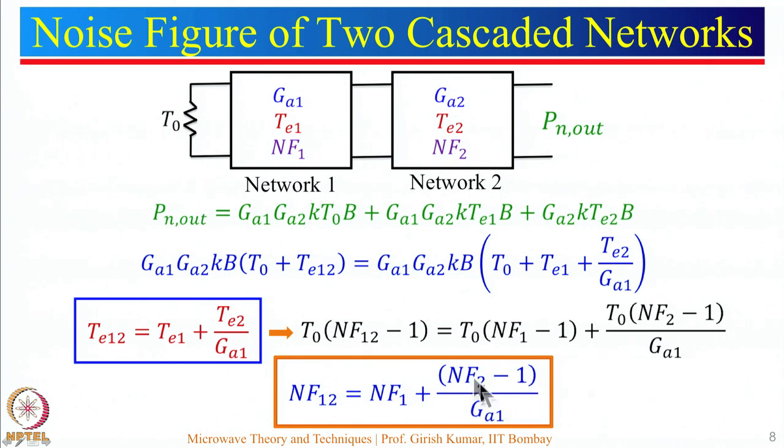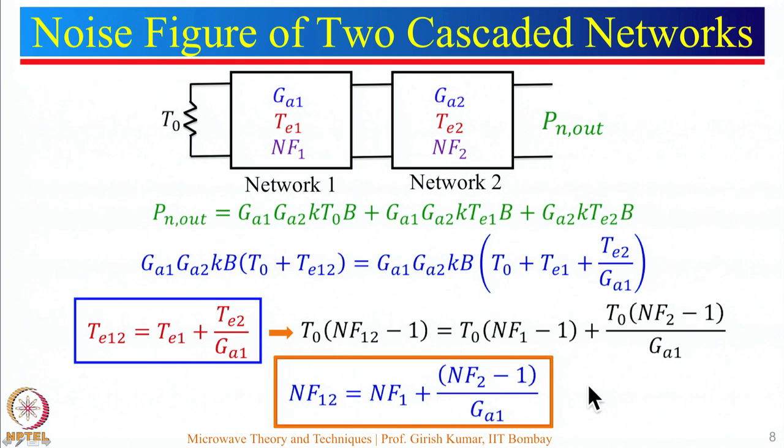So, it is very important that the first stage should also have decent gain. Suppose the gain is equal to 1, then what will happen? The overall noise figure will be a combination of these two. But if the first stage has a gain of, let us say, 10, then this term will be divided by 10. If the gain of the first stage is 100, then this term will be divided by 100. That means the second stage noise figure contribution will be very, very small.